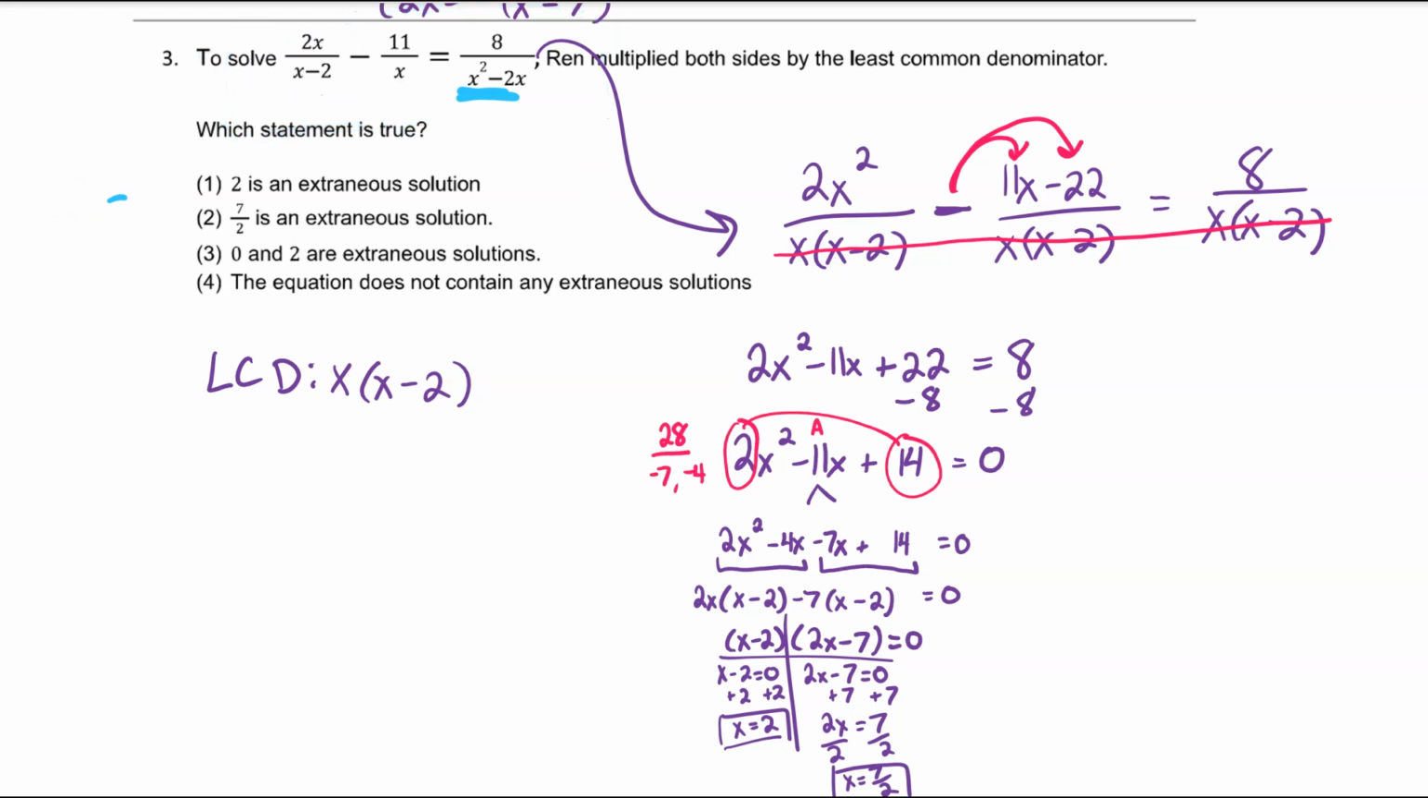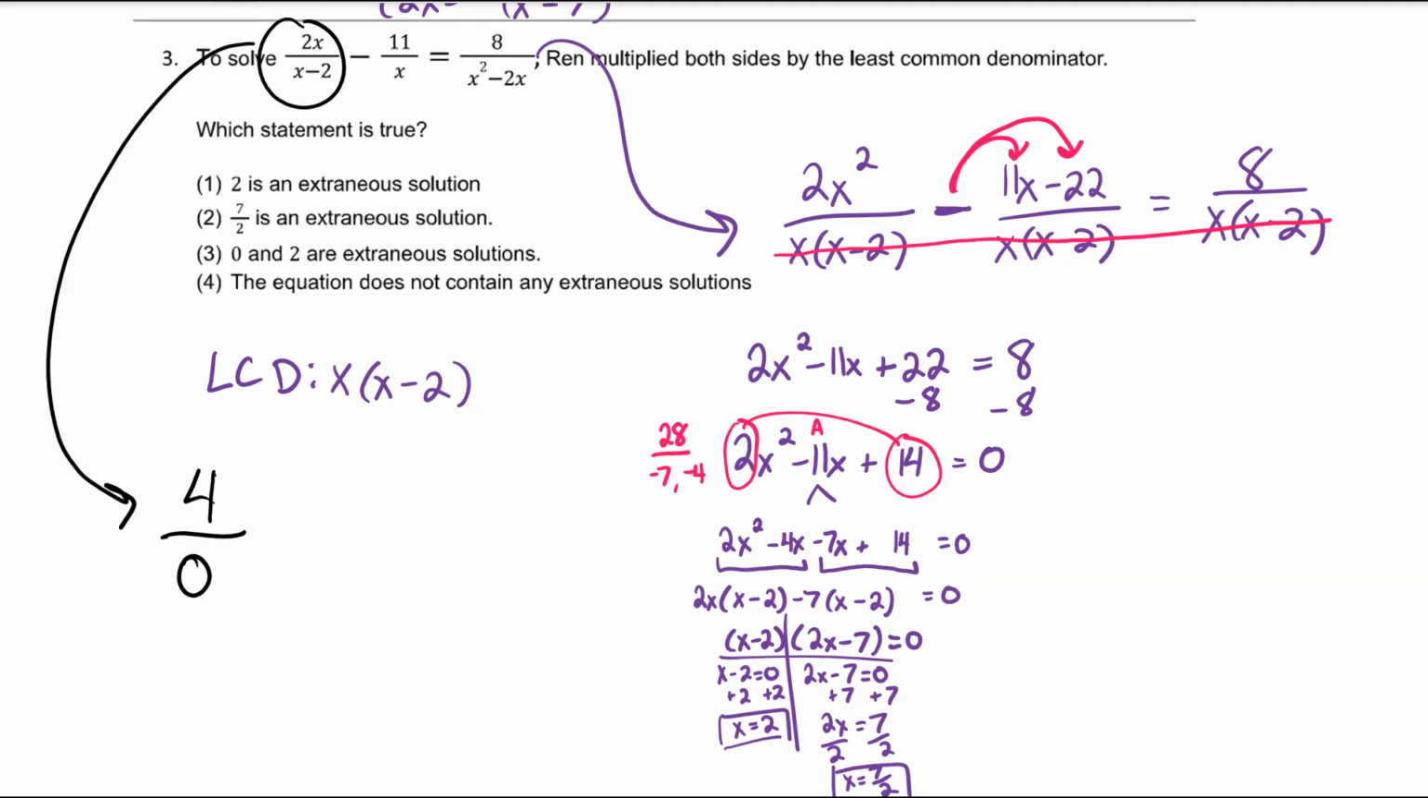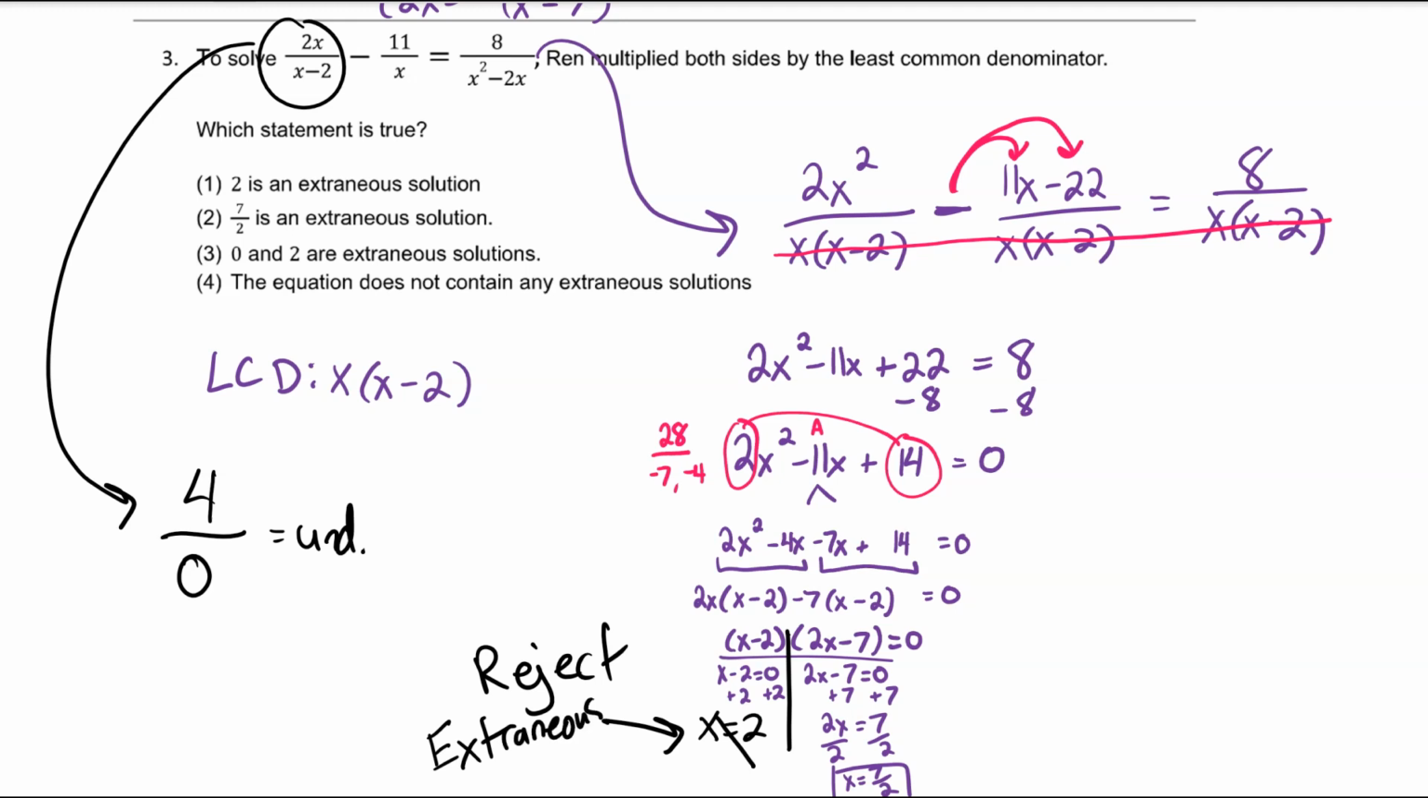And I notice for that first denominator, if I substitute in x equals 2 as a solution, this first part would look like this. 2 times 2 is 4, and 2 minus 2 is 0. So that would be undefined, and as such, I can't include x equals 2 in my solution set. So even though I got it from the algebra that we did, I'd have to reject it because it doesn't make sense when I plug it back into the original equation, and that's called an extraneous solution.